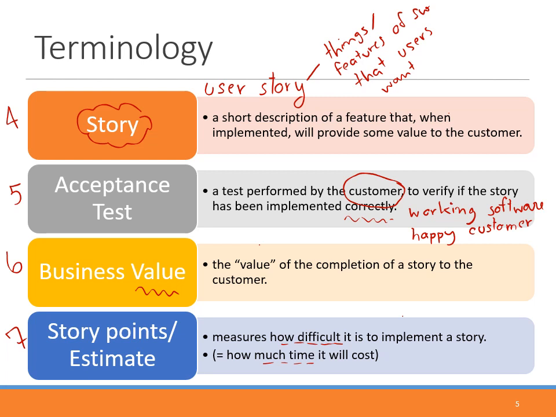Some stories could be very simple, but could have high value. It doesn't mean that a high value story must be difficult to implement. It can be the opposite. High value could be easy to implement, or high value could be difficult to implement. Okay, there's no fixed rule. All right, so these are additional 4 terminologies that we should understand in Scrum.